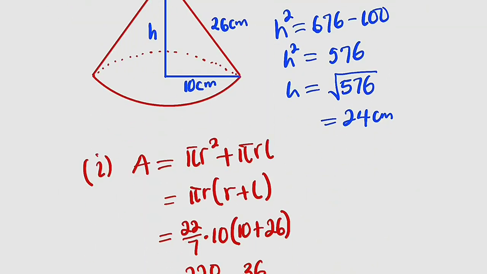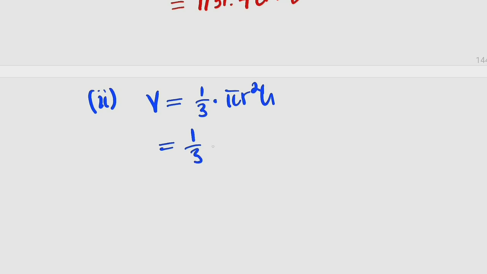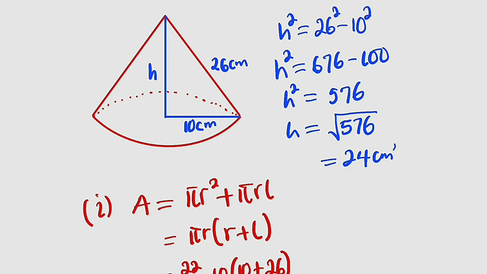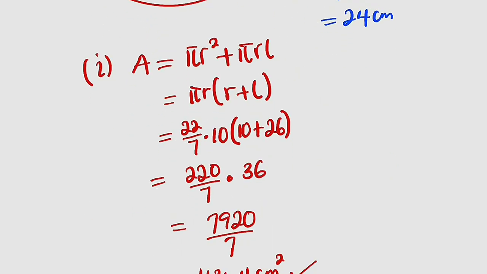We are done with the first one, and the second question here stated that we should find the volume to 2 decimal places. So what is volume? Volume of a cone is given as 1 divided by 3 multiplied by pi r squared h. This is equal to 1 divided by 3. Pi is 22 divided by 7. r is 10 squared. Then h is 24 according to this computation, right? You can see that it is 24.